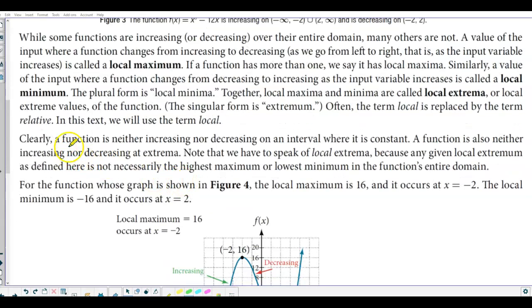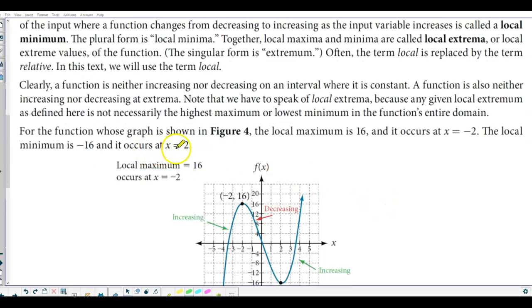Now, clearly a function is neither increasing nor decreasing on an interval where it is constant. A function is also neither increasing nor decreasing at extrema. Note that we have to speak of local extrema because any given local extremum as defined here is not necessarily the highest maximum or lowest minimum in the function's entire domain.